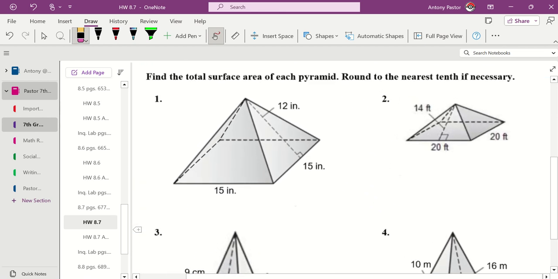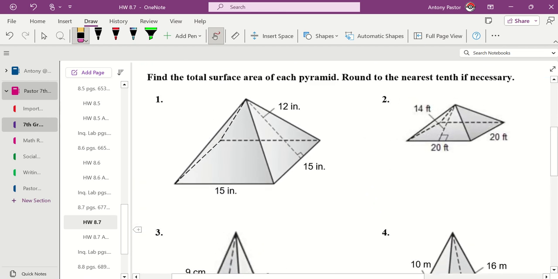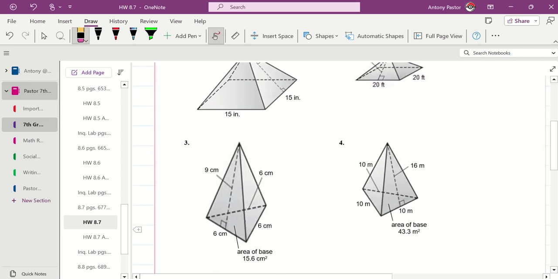Numbers 1, what do we notice about numbers 1 and 2? What are the bases, ladies and gentlemen? 15 by 15. Which makes it a square, which is an even quadrilateral. Nobody uses those words. Number 2, what do we notice about the base? It's a square. So both numbers 1 and 2, all lateral faces will be equal.